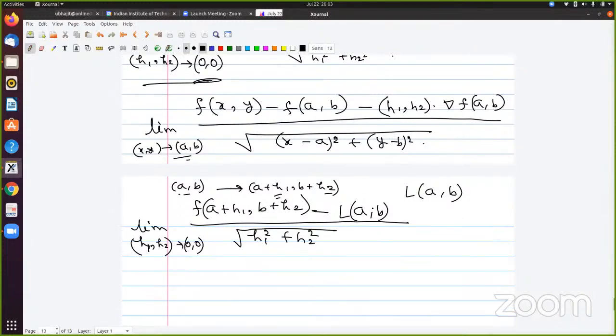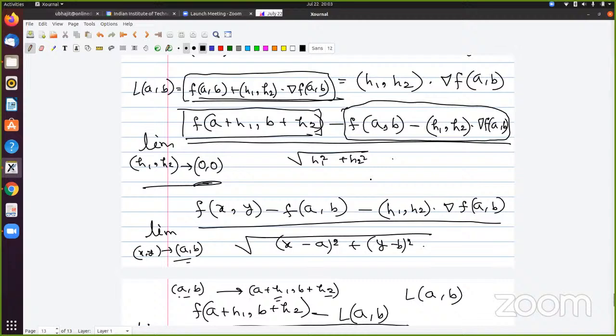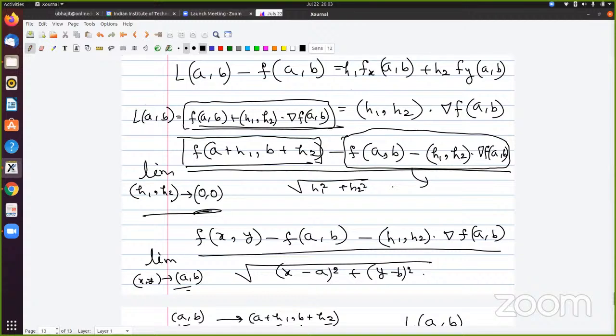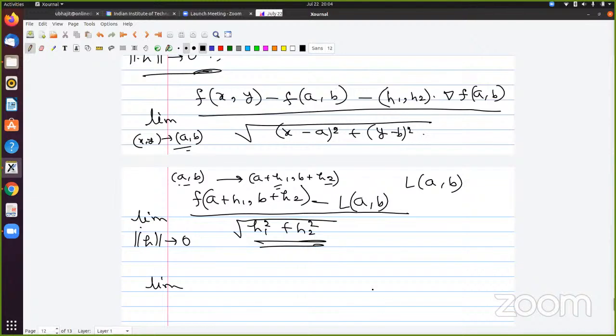Now if you put back the value of L(a,b), that's what we got. So this norm should be going to 0. This portion should go to 0, not individually. Okay, the distance. Fine, at the point (a,b).